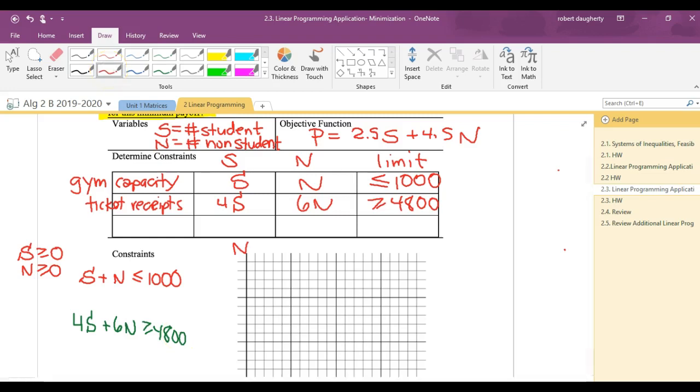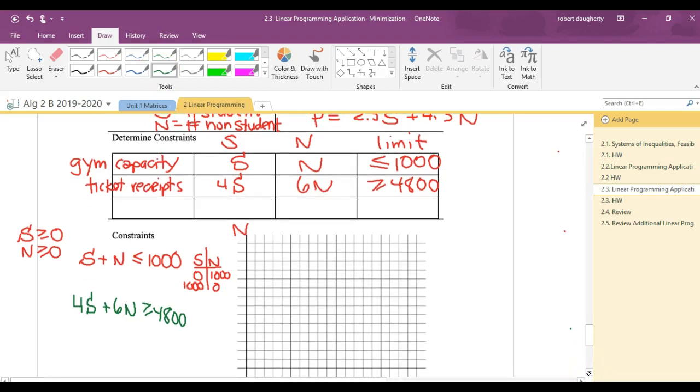And before I graph it, let me just find my intercepts, S and N. If S is 0, what is N? 1,000. This one's pretty easy, okay? And then over here, if S is 0, what is N? 800. And if N is 0, what is S? Is it 4 times 12? Yeah, so 1,200. Okay.